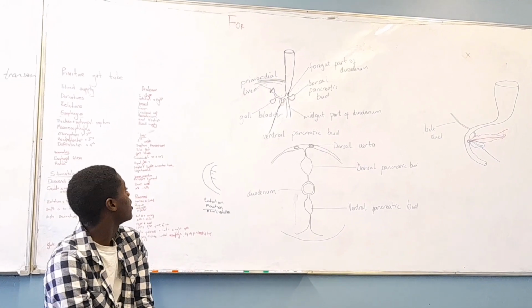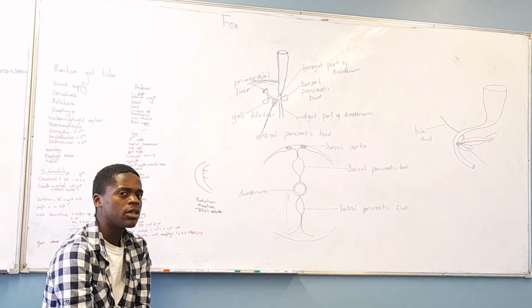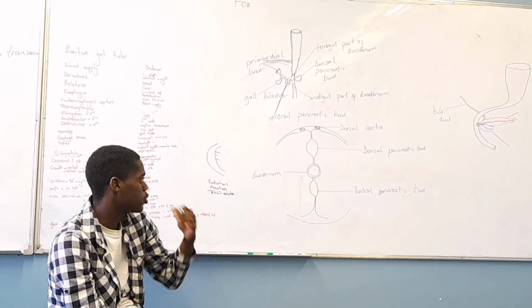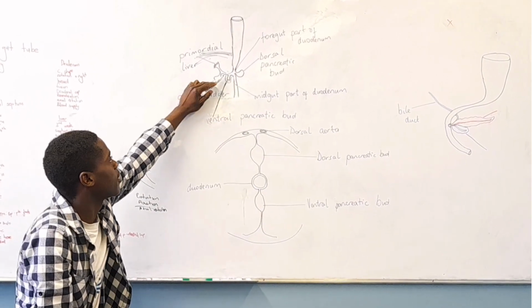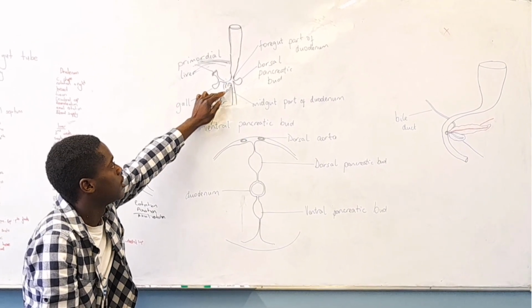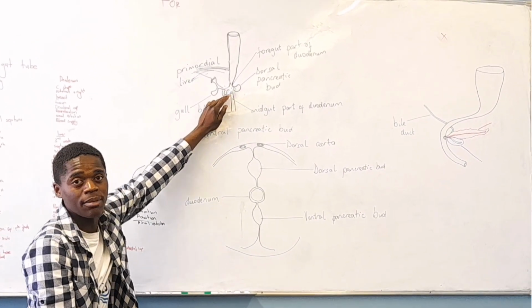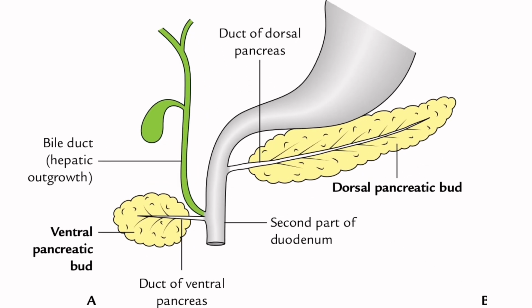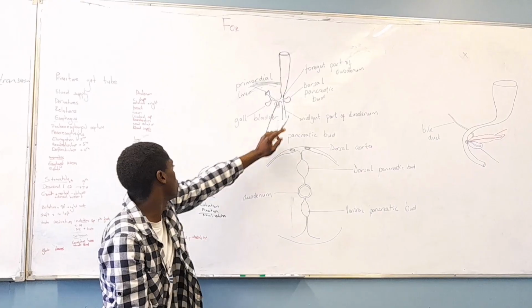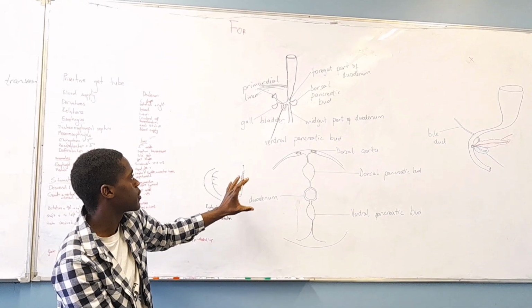So now that we have discussed the blood supply of the pancreas, we need to know that around the fourth week we are going to be forming two buds here. We're going to be forming a ventral pancreatic bud and a dorsal pancreatic bud, right? So we've got two buds, the ventral pancreatic bud and the dorsal pancreatic bud, right? So we are going to be having these two buds.